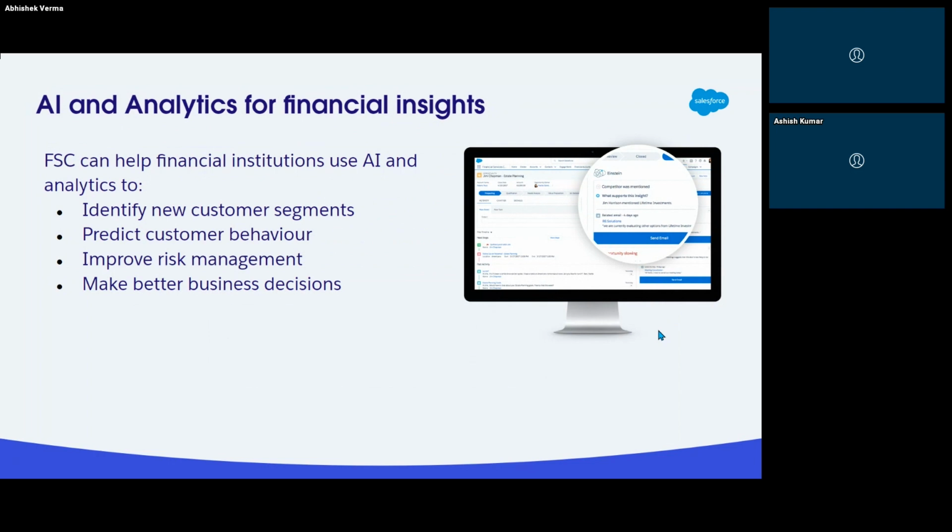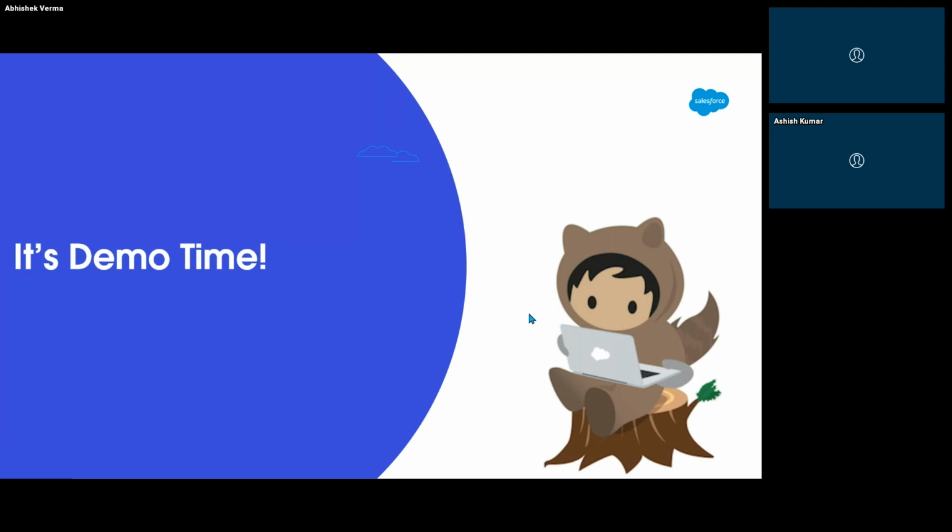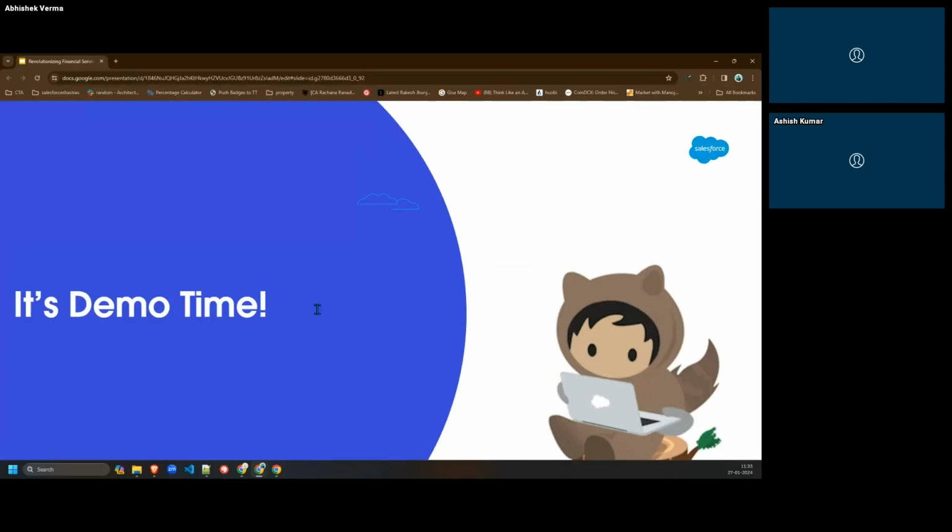So what it helps with is that it reduces human error, and it also improves risk management. It sometimes happens that a person forgets to call a particular person, or is on leave. So this can be managed automatically by AI and Einstein Analytics in Financial Service Cloud. Now we will go on to see a demo of Financial Service Cloud.